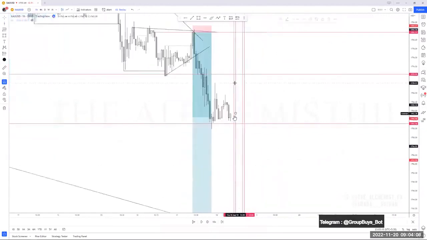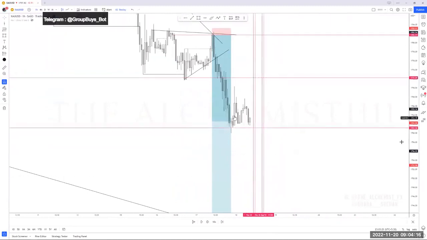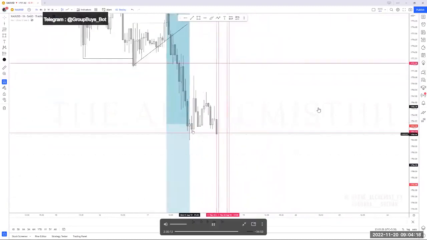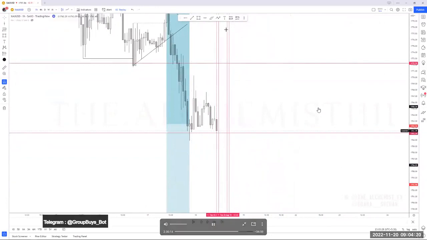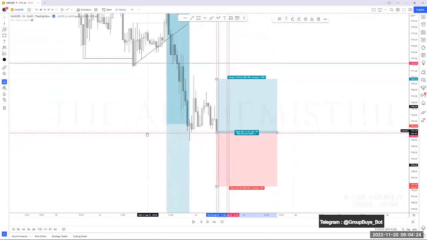So these will be the time zones where I look for entries, because at this time of the day is when the major moves happen actually, during the session opening. So let's see. Asian low taken out right at 11:30. So what am I doing? Buying it here. Where am I buying it from? Once again, from that same daily level. Can you see it? Same daily level.